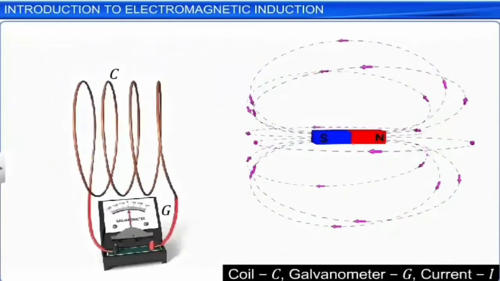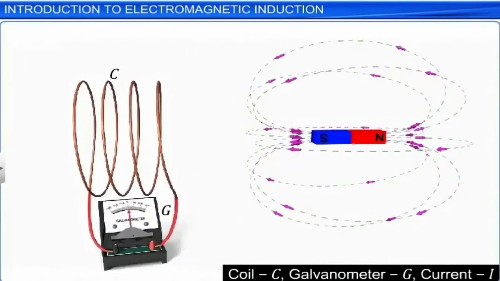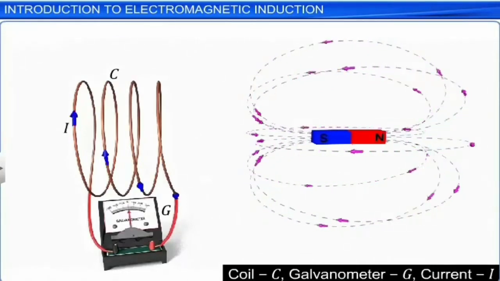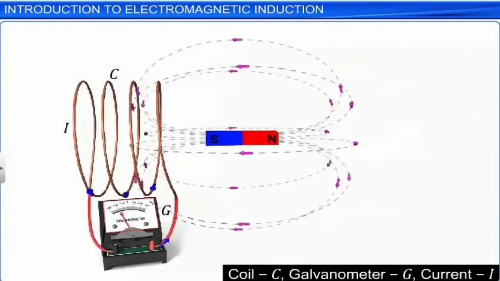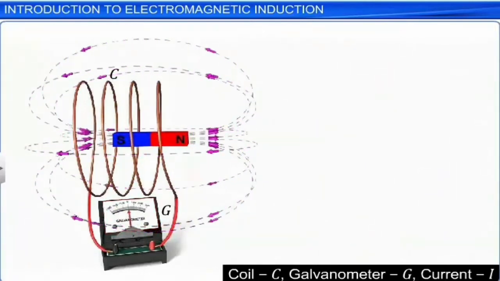So he could see that when the south pole of the bar magnet is moved towards the coil, the deflection is to the left side, and when it is moved away from the coil, the deflection is to right side.